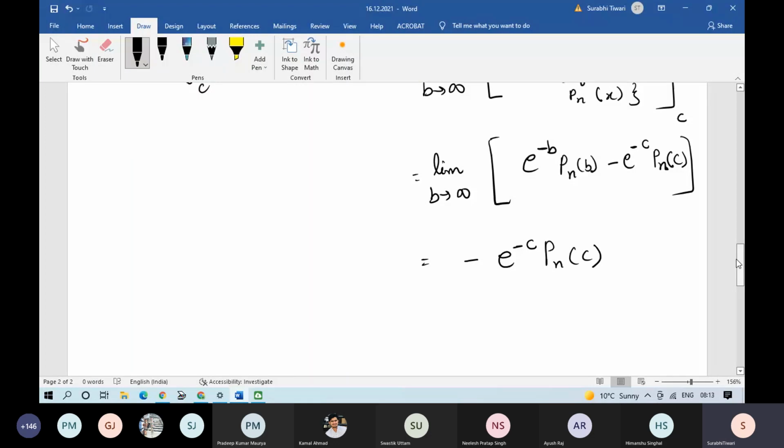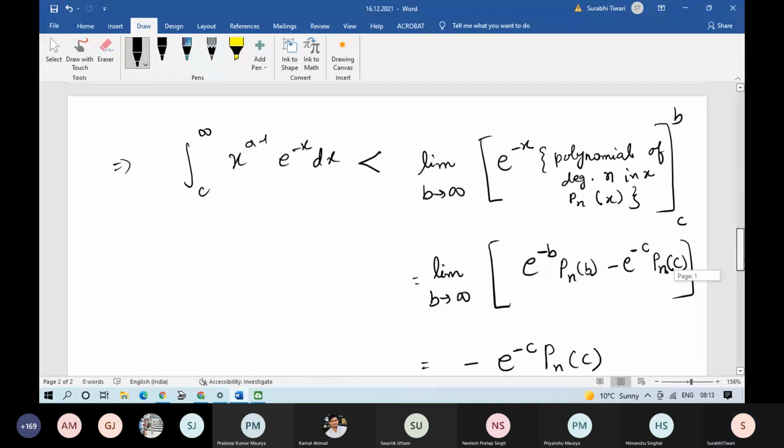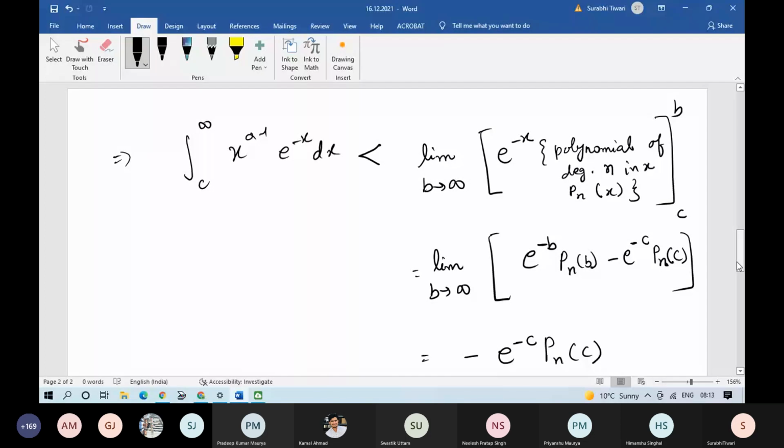So therefore, since the bigger integral is convergent, the smaller integral will also be convergent. So this implies I2 converges for alpha greater than 0. Now you read the proof. If you have any confusion, then you can ask.